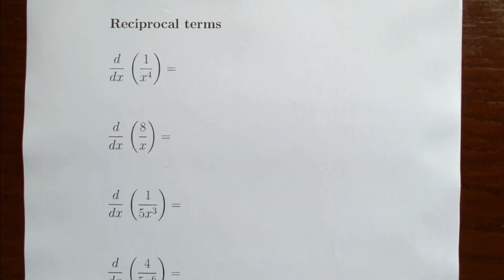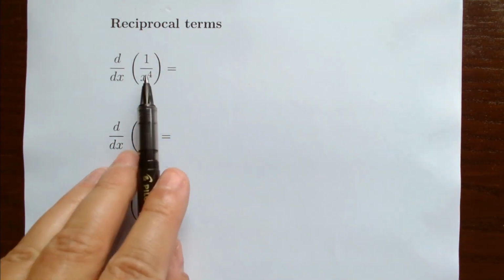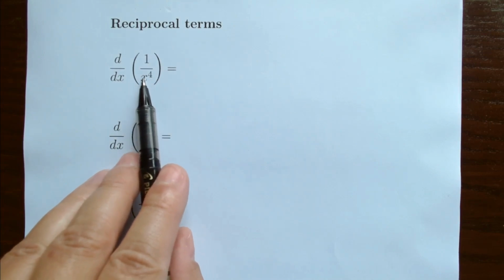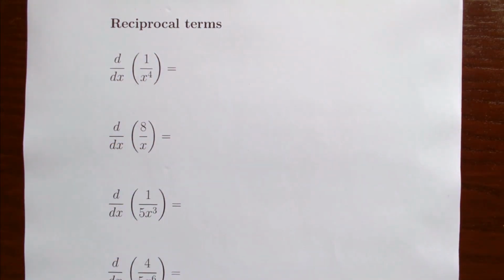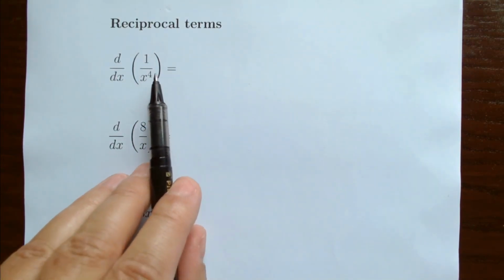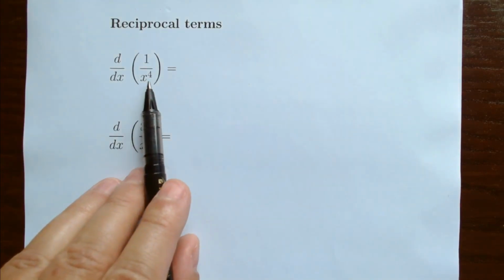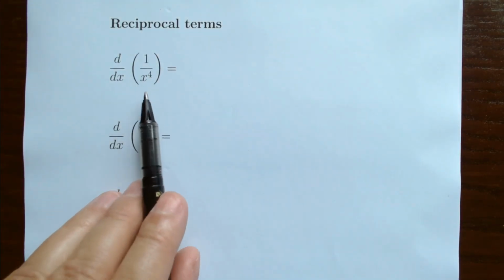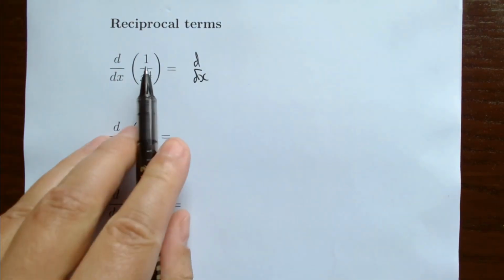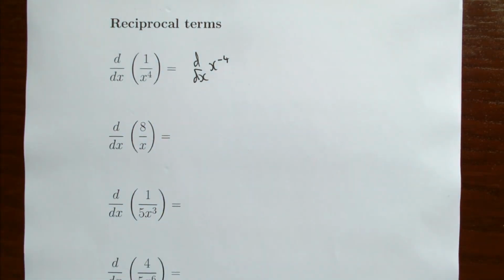Okay, so next we're going to differentiate reciprocal terms. And here's a reciprocal term. A reciprocal term is when the x is in the denominator of a fraction. And as it is, we can't differentiate it straight away. So you can't differentiate it term by term, it won't work. You're meant to first convert it into a negative indice, so we do that. So that's d dx, so 1 over x to the 4, that's x to the minus 4.